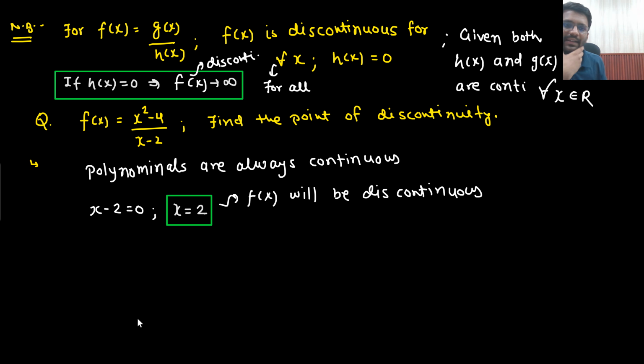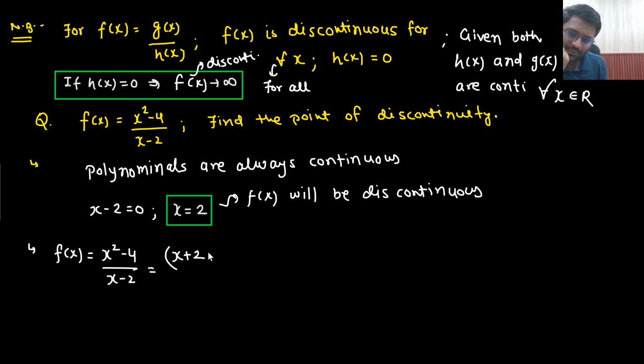Now what some intelligent student would say is, sir, this is my f(x), no? x square minus 4 over x minus 2. So (x plus 2)(x minus 2) divided by x minus 2, a square minus b square I applied.